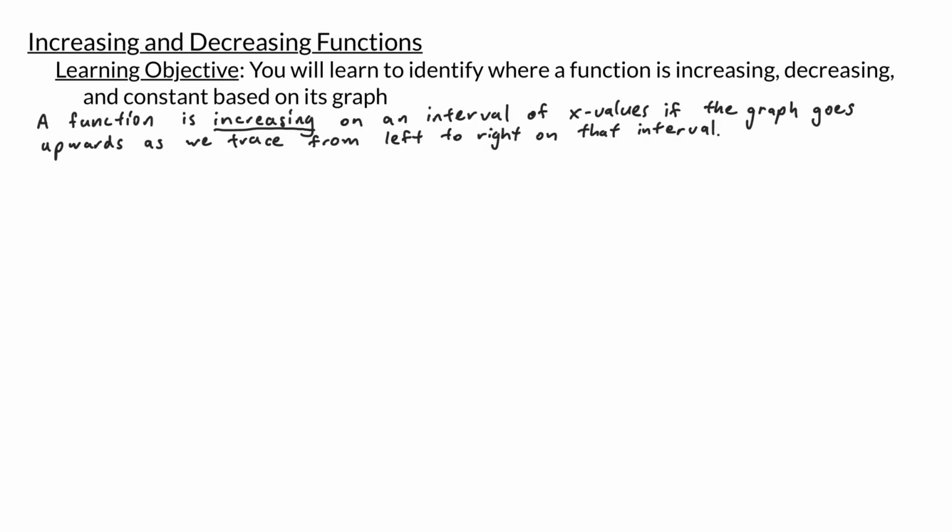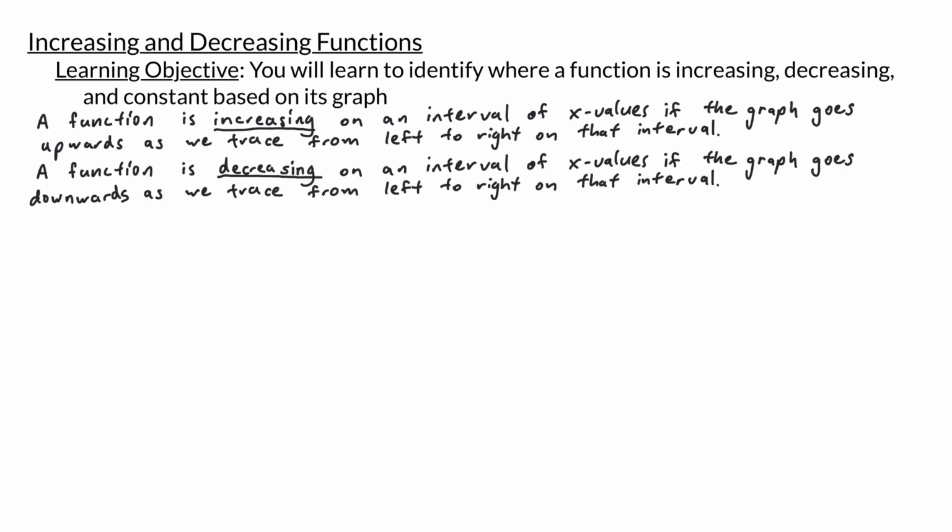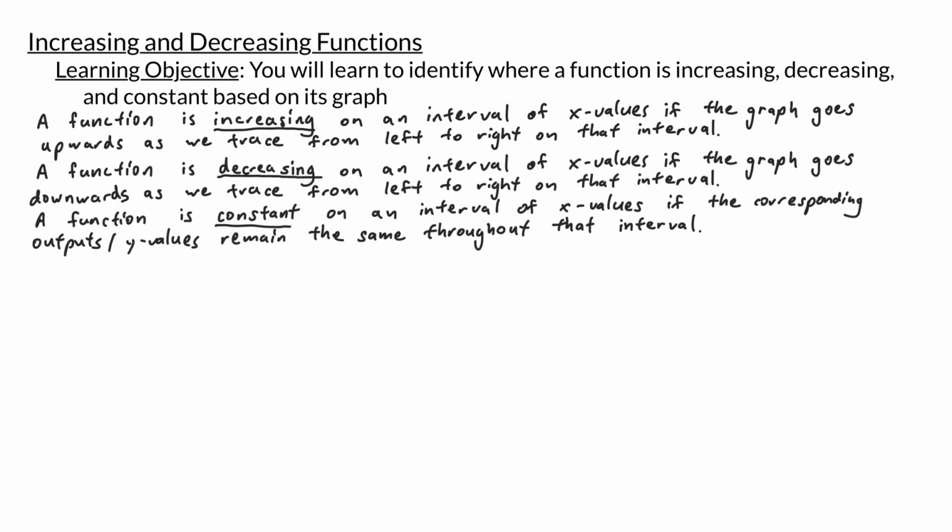We say that a function is increasing on an interval of x values if the graph goes up as we trace the graph from left to right on that interval. Similarly, we say that a function is decreasing on an interval of x values if the graph goes down as we trace from left to right on that interval. And then lastly, we say that a function is constant on an interval of x values if its corresponding outputs or y values remain the same throughout that interval.